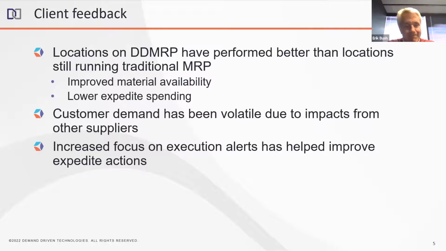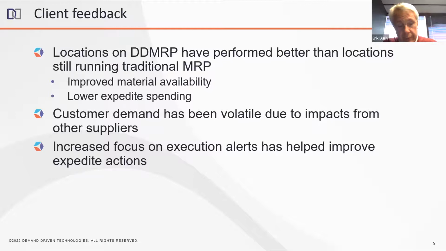And probably, the biggest factor that we saw was that they had improved material availability. Doesn't mean that they were perfect, and I'm not going to claim that at all, but that they were more resilient, that they were more able to get through the crisis than peer locations that had not yet enabled DDMRP and were still running the conventional methods that they had in place.